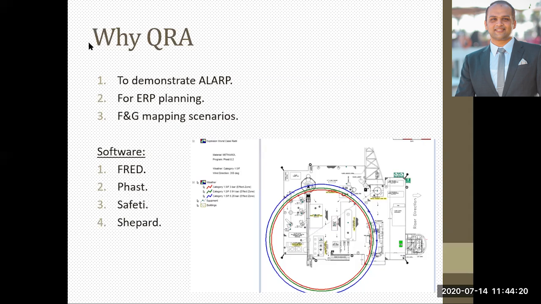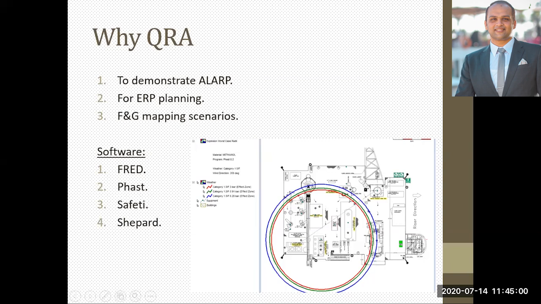So how can the QRA help in our industry? Again, to demonstrate ALARP, as low as reasonably practicable, and it differs from one company to another. The numbers differ, and you have to ensure that ALARP is maintained in every aspect of your facility. For the ERP, emergency response plan, if you know that the contour will reach a place which you have to evacuate in case of emergency, it helps in deciding which way you will go, and the plan is put according to the contours' outcome.